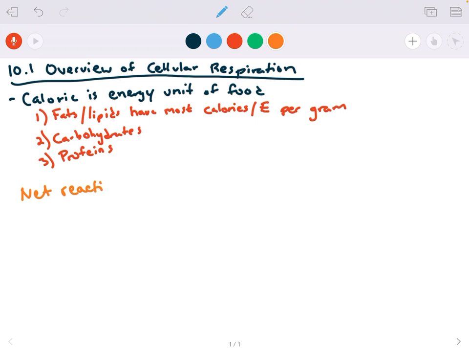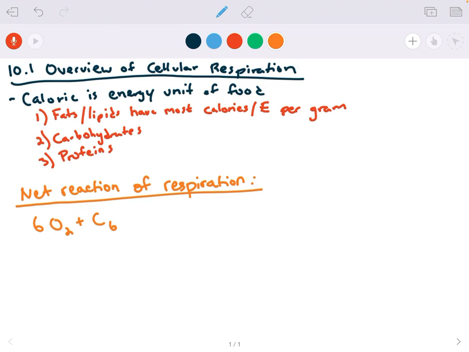All right, so here's the net reaction of respiration. And this is really, really important. It'll be on your quiz Thursday. It'll be on your test. So you have 6 oxygen plus C6H12O6, which is glucose, gives you 6, I'll rewrite that, gives you 6 CO2 plus 6 waters plus energy. That's the net reaction of respiration.